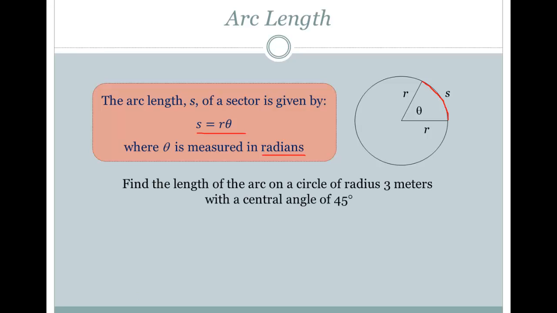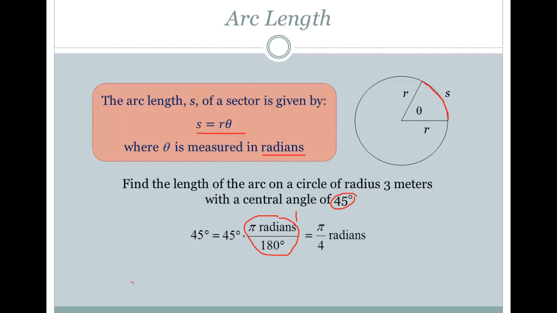Find the length of an arc of a circle of radius 3 with a central angle of 45 degrees. First thing we should know is this 45 degrees needs to get converted to radians, and we know how to do that from the last video. We take 45 degrees and multiply it by pi radians over 180. Remember this ratio is equal to 1, so I'm not changing anything, I'm just going from degrees to radians. If I do that, I get pi over 4 radians.